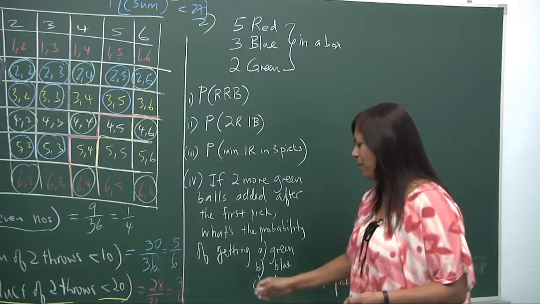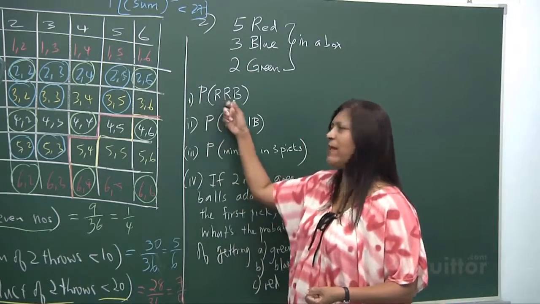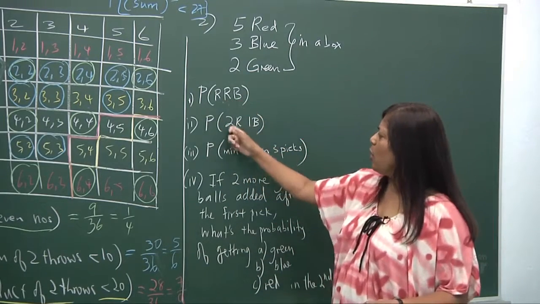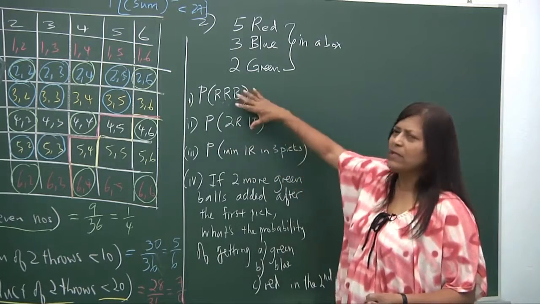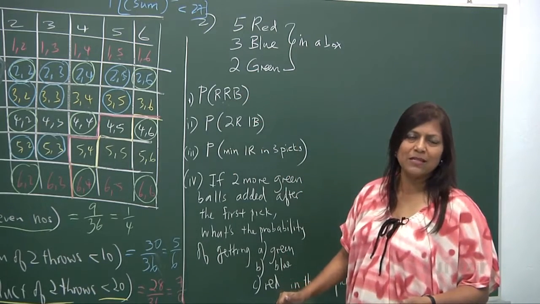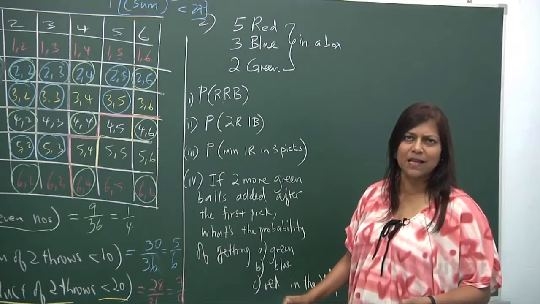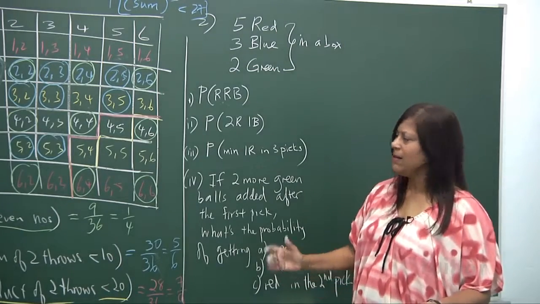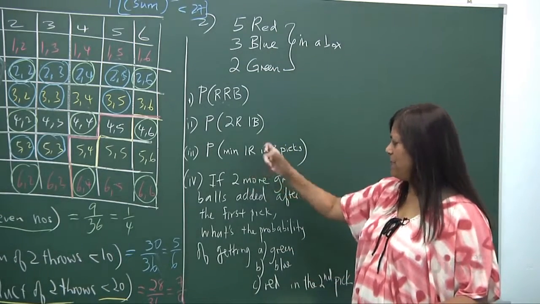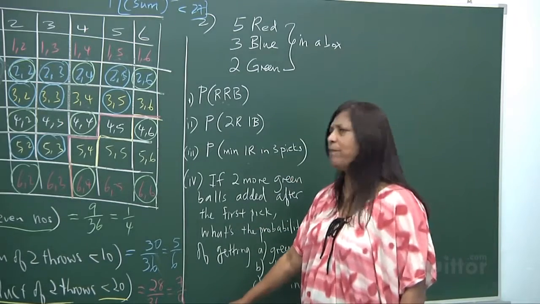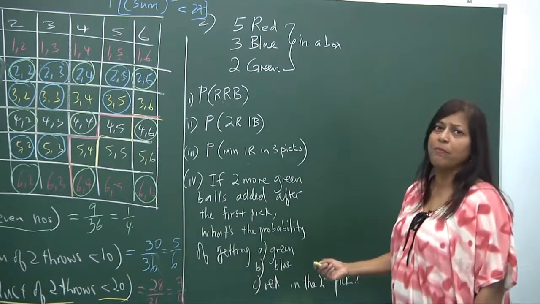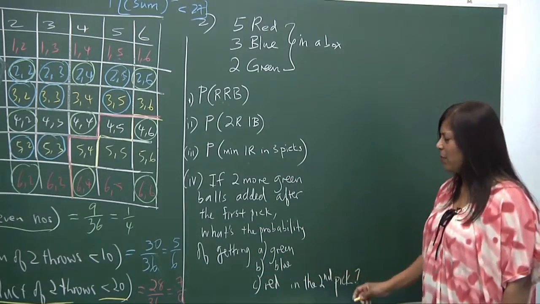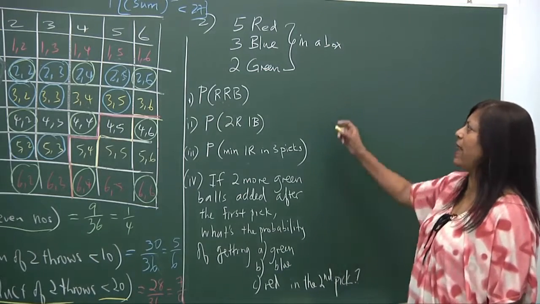So what is the probability that you will get 2 reds followed by a blue, or 2 reds and 1 blue? They're totally different, like what we did in the earlier lesson, 2 heads and a tail, or head, tail. They're very different. And a minimum of 1 red in 3 picks. Now I'm going to draw this probability tree, and if you can be with me, I truly appreciate that.